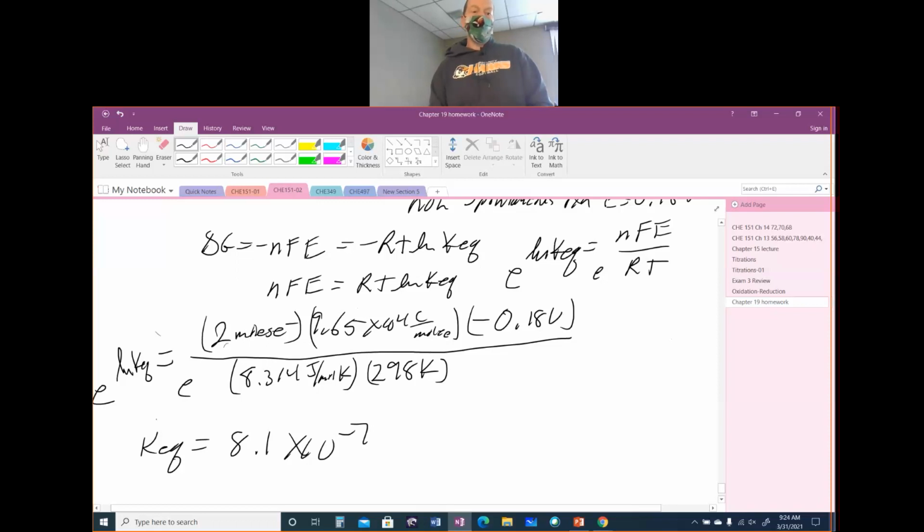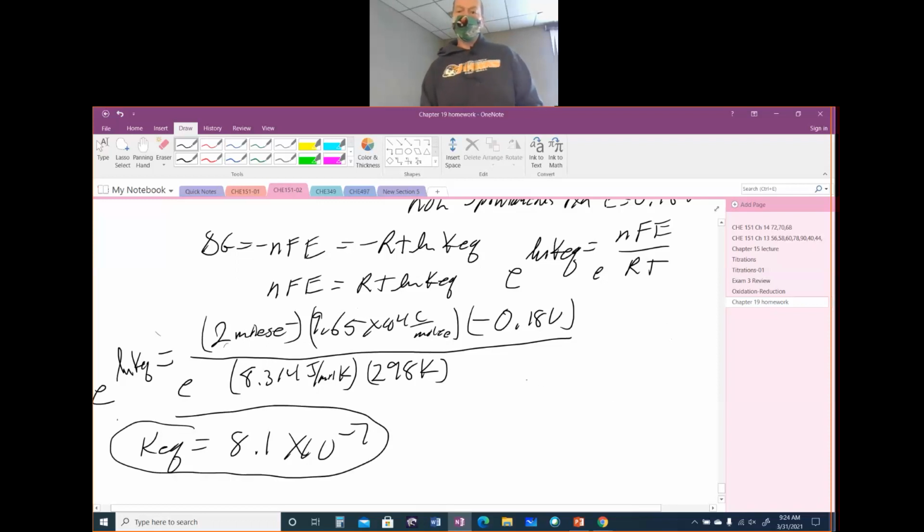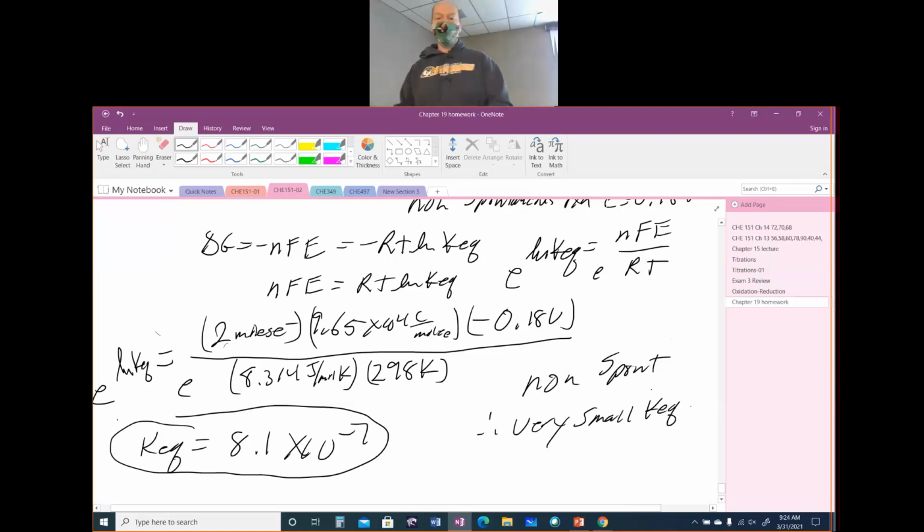So we knew that it would be a small KEQ. This is non-spontaneous. Therefore, very small KEQ. Very few products. It does not go to the right. Very few products, mostly reactants. You're going to have a very small KEQ.